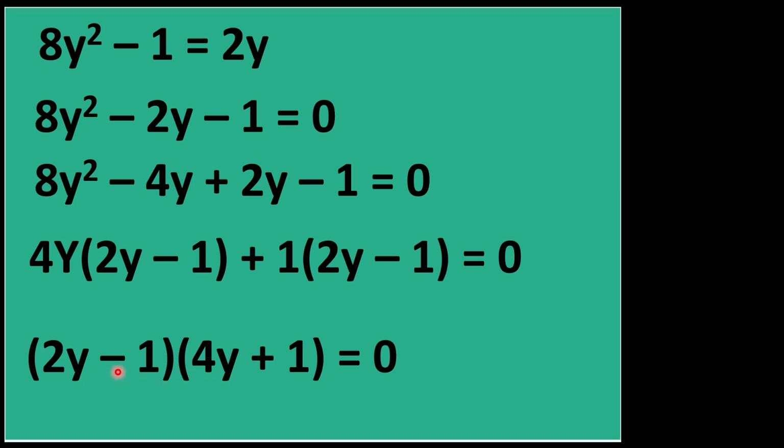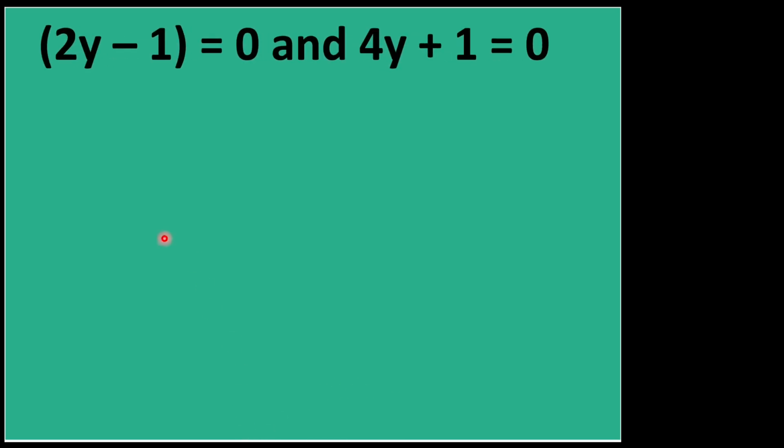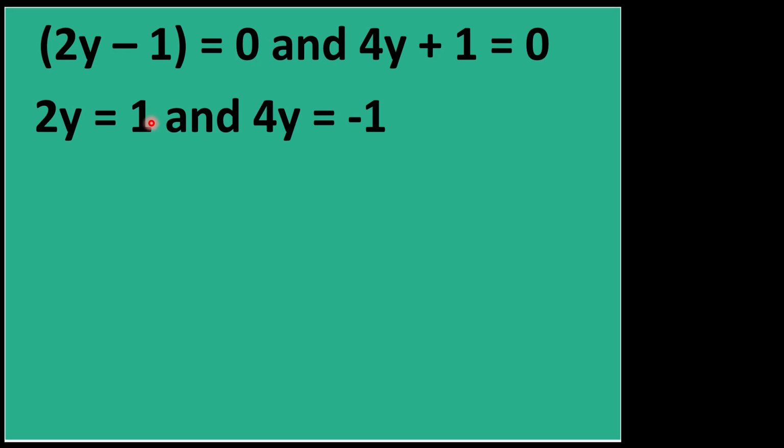Now we will compare these two terms one by one with 0. So it means that 2y minus 1 equals 0 and 4y plus 1 equals 0. So let's do it. Now we will send this minus 1 on the other side of the equation, and here we will send this plus 1 on the other side of the equation. So it will become 2y equals 1 and 4y equals minus 1.